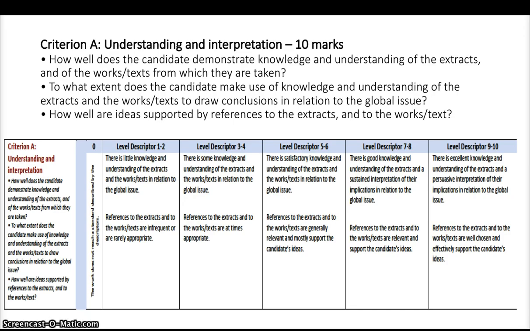A closer look. Criterion A. The question at the top of the slide is, how well does the candidate demonstrate knowledge and understanding of the extracts and of the work's text from which they're taken? So part of your job is to explain what is actually happening in these extracts and how they fit in with the rest of the text.